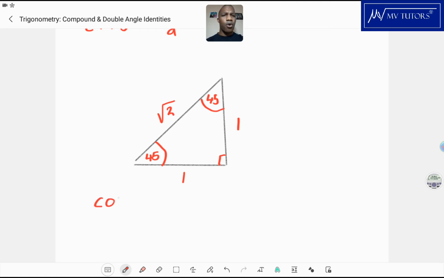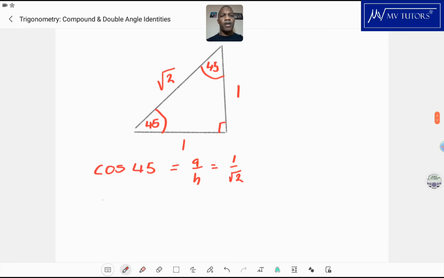So this means that cos of 45 is equal to, cos is adjacent, so adjacent over hypotenuse. So adjacent of 45 is 1 over square root of 2. Let's do one more. Let's do tan of 45, which is taller, opposite over adjacent. The opposite is 1 over adjacent 1, so final answer is just 1. Okay, so those are our special angles.